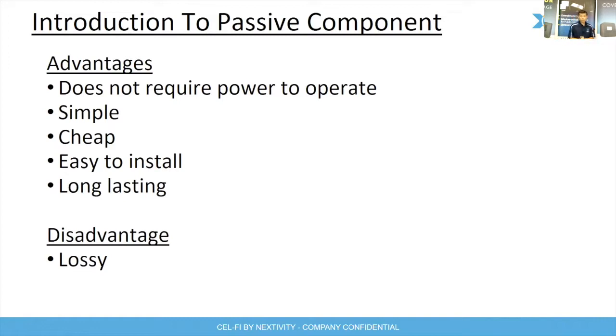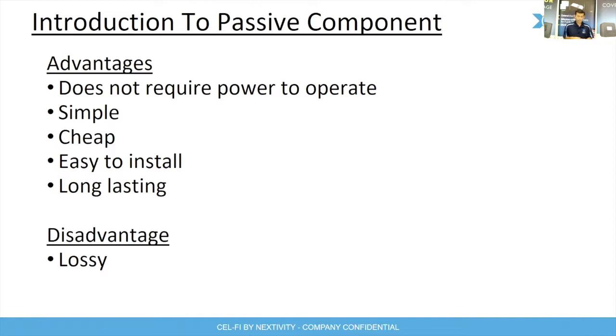The third advantage is that they are very cheap. Passive devices range from tens of dollars to hundreds, depending on the model and the make. The next advantage is that they are very easy to install. As I said, there is no commissioning process for passive devices. You just need to connect your feeder line to the input, and the output connects again to the feeder line, and then it will work as intended.